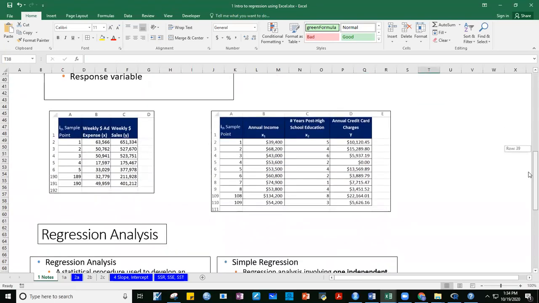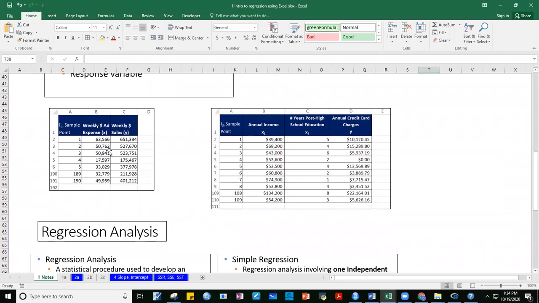All right. So here is an example. Okay, you have two variables here, your weekly ad expense and weekly sales. So is there a relationship between weekly ad expense and weekly sales? Okay, so for this one, is there a relationship between credit card usage and annual income and education? Okay, those are the things that we're going to look into later on.